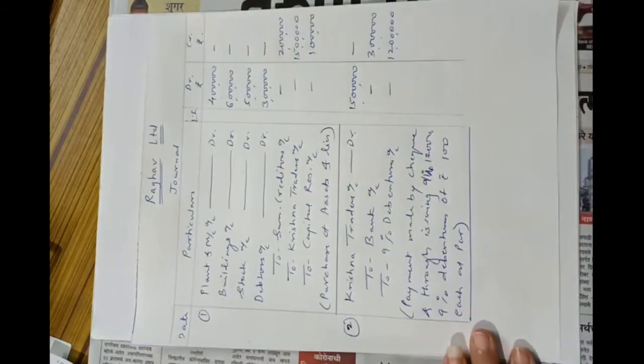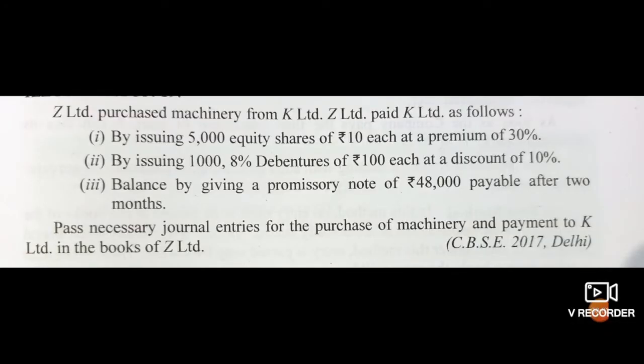Okay, see this problem. Z Limited purchased machinery from K Limited. Z Limited paid K Limited as follows. First, by issuing 5,000 equity shares of rupees 10 each at a premium of 30%. Second, by issuing 1,000, 8% debentures of rupees 100 each at a discount of 10%. Third, balance by giving a promissory note of rupees 48,000 payable after 2 months. Pass necessary journal entries for the purchase of machinery and payment to K Limited in the books of Z Limited.